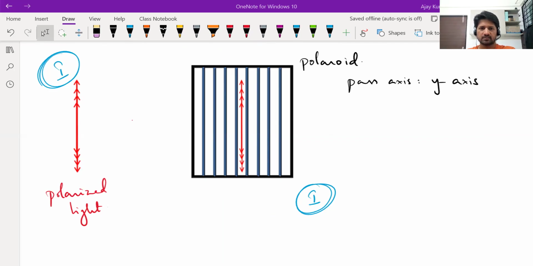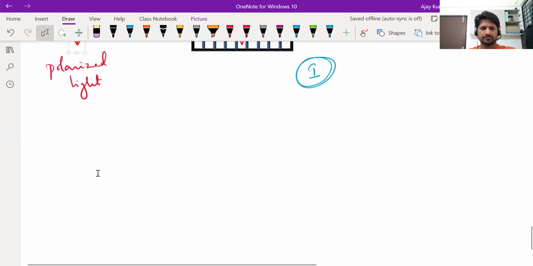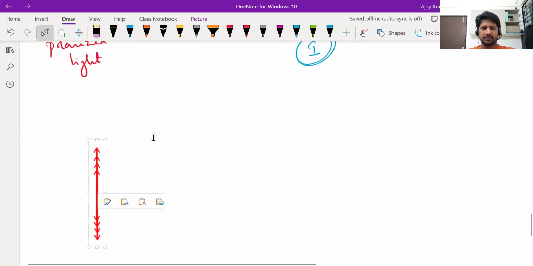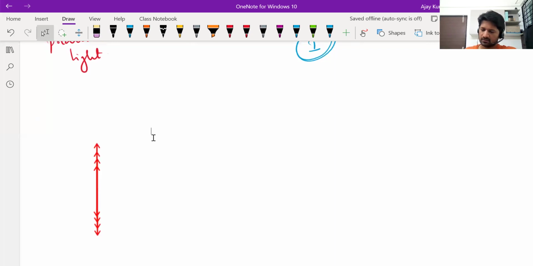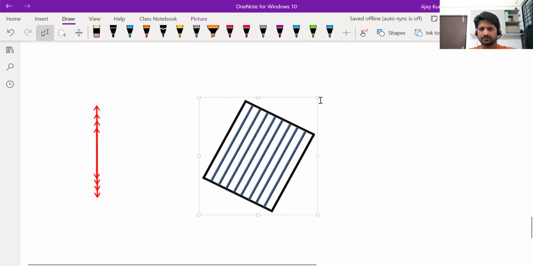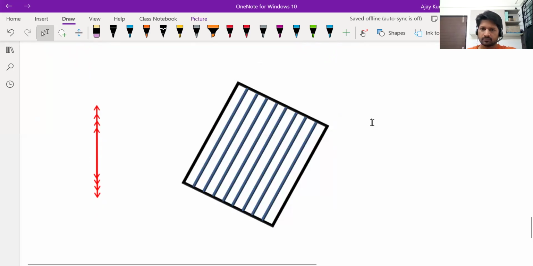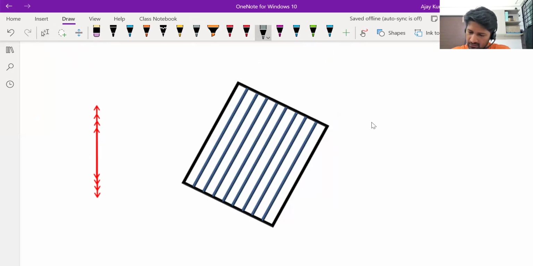Now consider something like this. Let's consider this same polarized light. It has been polarized in the y direction. Assume it is made to pass through a polaroid whose pass axis is not the y direction now. Let's say the polaroid is rotated a little bit, maybe like this. So assume the pass axis of this polaroid makes an angle theta with the y axis.